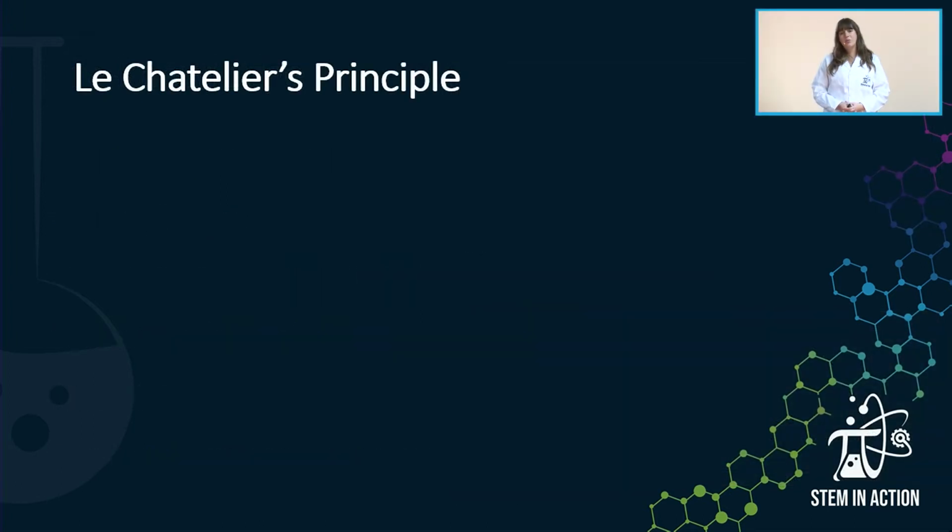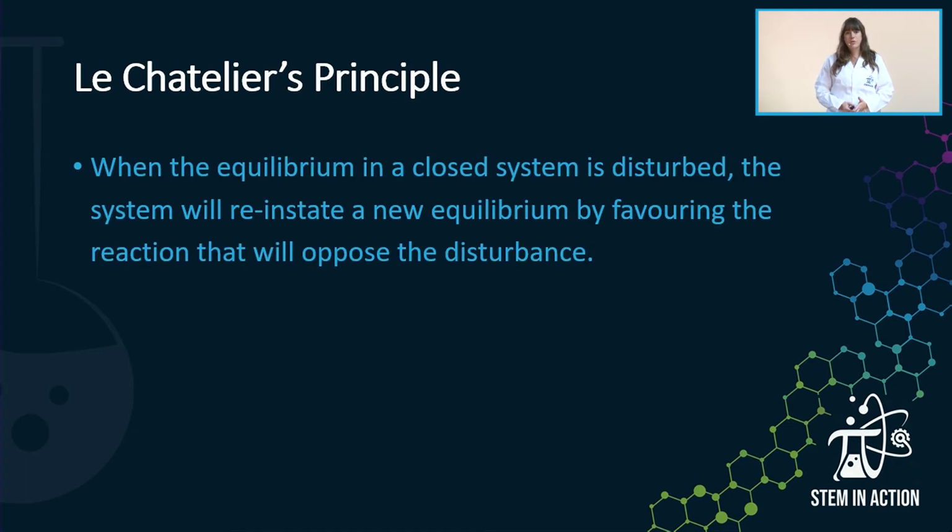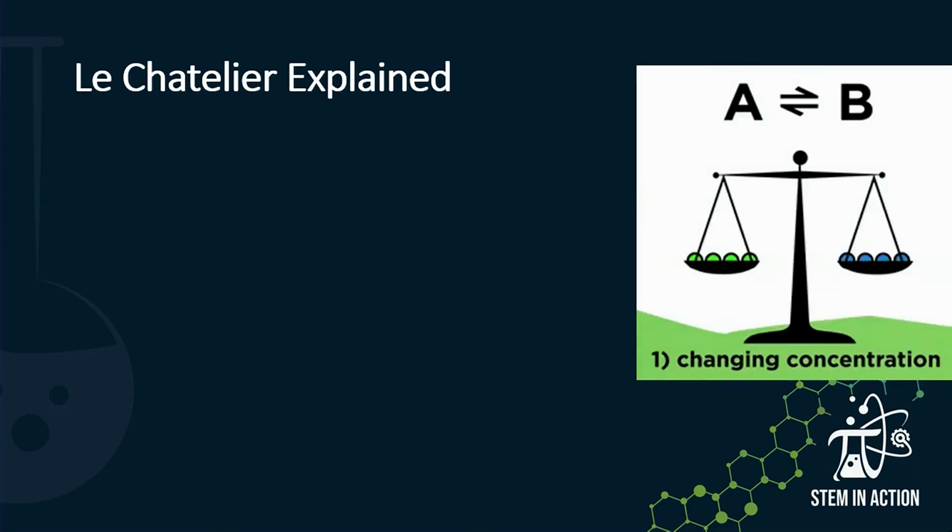In this segment we'll be having a closer look at Le Chatelier's principle. Le Chatelier's principle says that when the equilibrium in a closed system is disturbed, the system will reinstate a new equilibrium by favoring the reaction that will oppose the disturbance. So what does this mean?